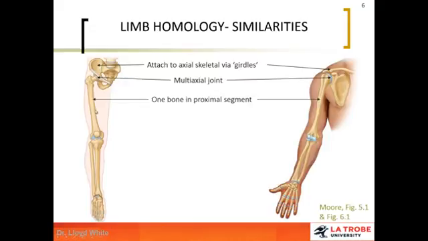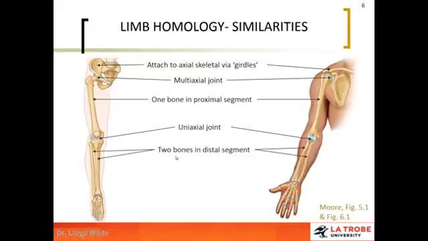There's one bone in the proximal segment, which leads into a uniaxial joint, and two bones being in the distal segment. And these two bones will be connected by an interosseous membrane.